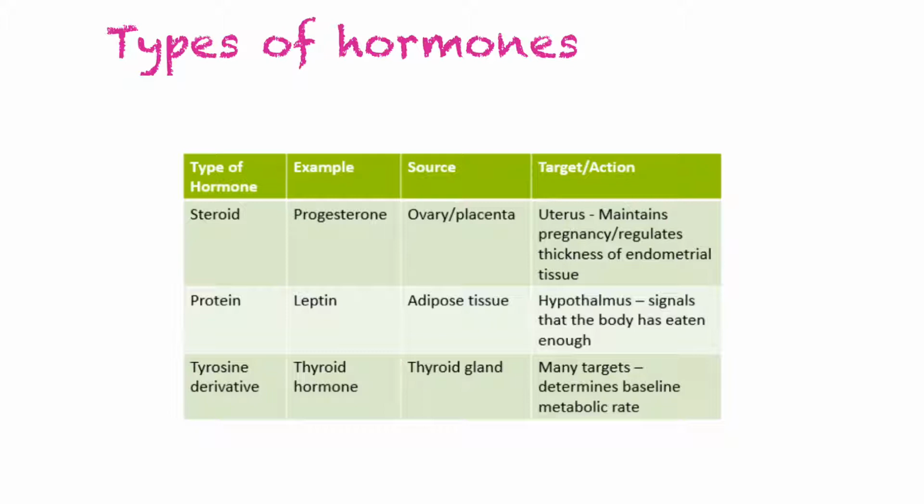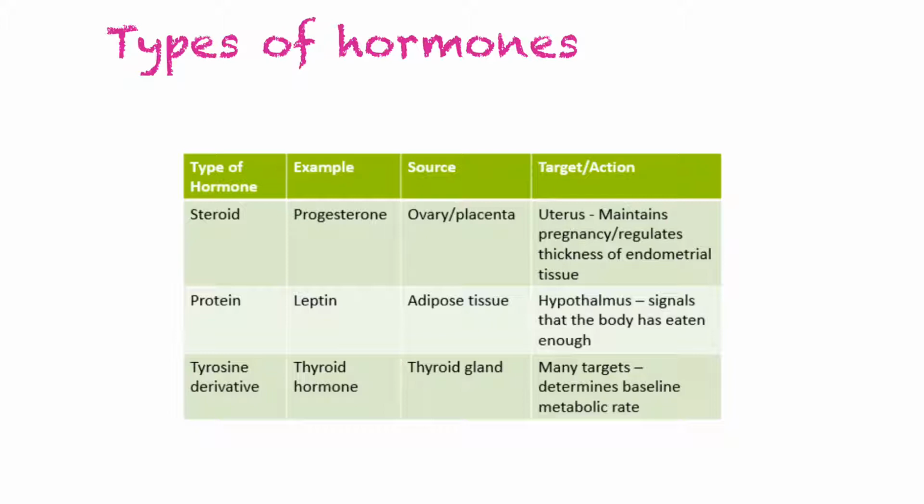Another type of hormone are protein hormones. So an example would be leptin. So leptin is a protein, and its source is adipose tissue, and its target would be the hypothalamus. So the adipose tissue will release leptin and act on the hypothalamus to signal that the body has eaten enough, and then your appetite would decrease.